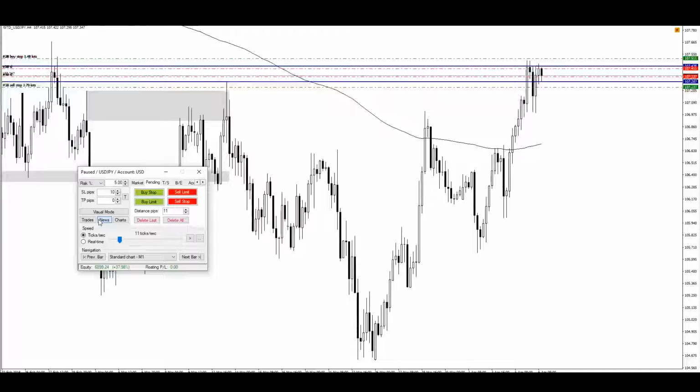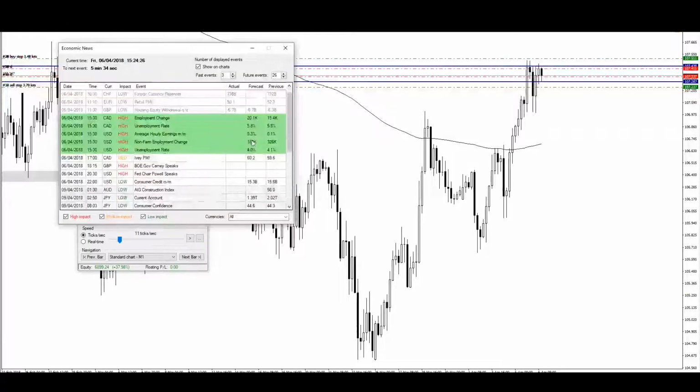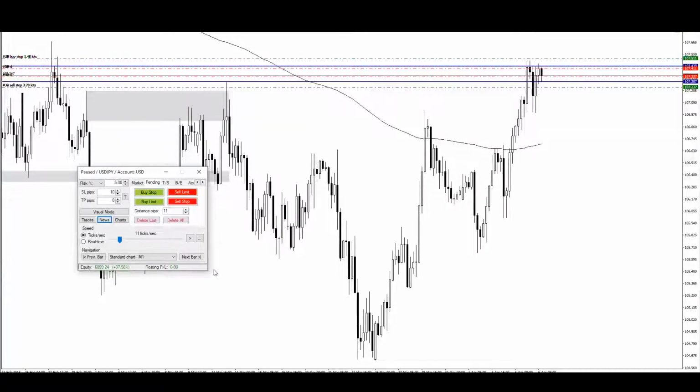And a little confidence we have is that they're expecting really bad numbers. Because look at this. Previous was 326. They're expecting 188. That is really, really bad for the US. So let's see what happens here. We're going to let it play.